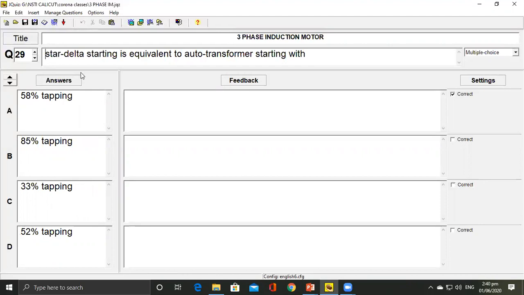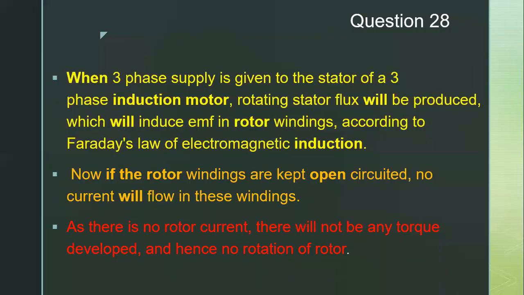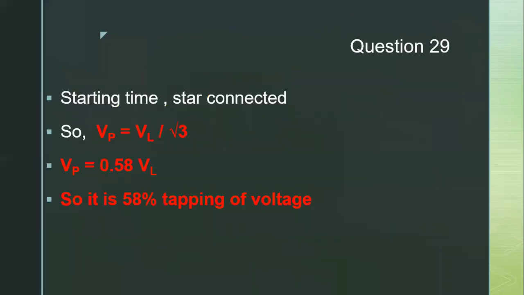Next one is on star delta starting. You know the star delta starter is equivalent to the auto transformer starting. Star delta starter is equivalent to the auto transformer starting with which tapping: 50%, 85%, 33%, or 58%? Tapping means when you take 58% of a 100 volt winding, you will get 58 volts. You have to go through this in the starting time.